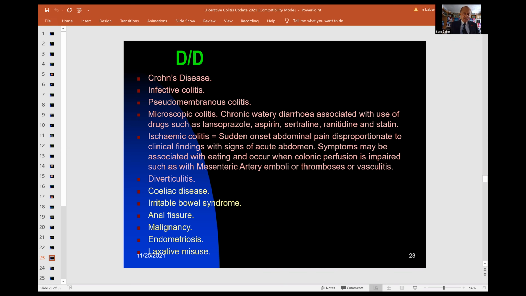Diverticulitis, which is inflammation of the pre-existing diverticulum. Celiac disease, IBS, anal fissure, malignancy, endometriosis, and laxative misuse. Amongst this group, laxative misuse is common. People suffer from constipation and are perpetually on osmotic laxatives such as lactulose and Movicol without drinking much water, and eventually this causes dependence, and then even with use, it does result in diarrhea or inflammation.